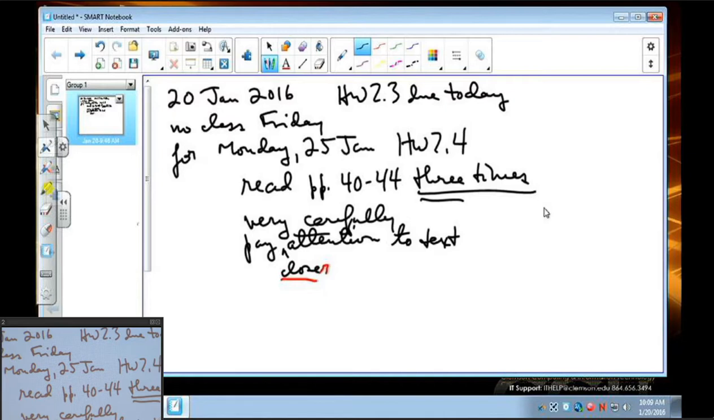On Monday, homework 2.4 is due, and you have some reading from the text associated with that, pages 40 through 44. These next two reading assignments, this one 40 through 44, I want you to read very carefully. He really lays out something very fundamental having to do with vector calculus and the understanding of vector calculus. So read it very carefully. He chooses his words, as always, very carefully.